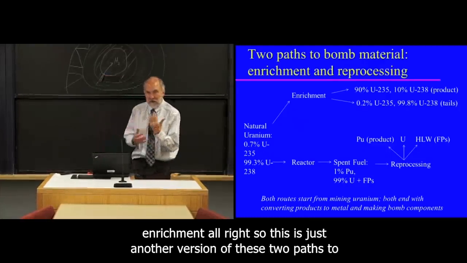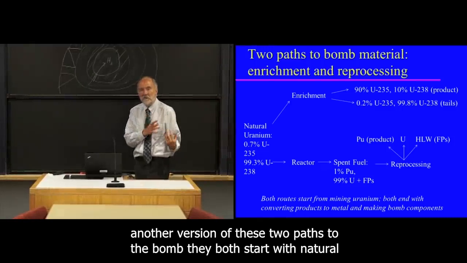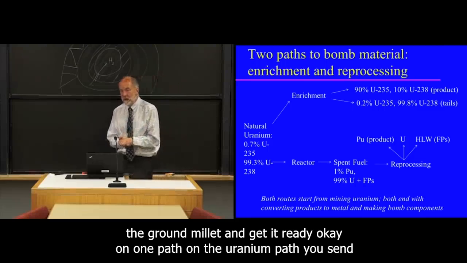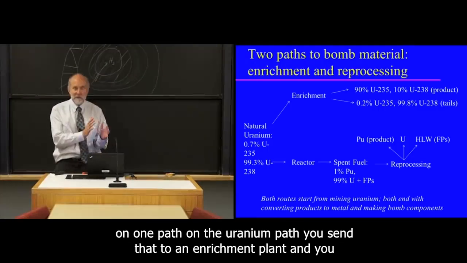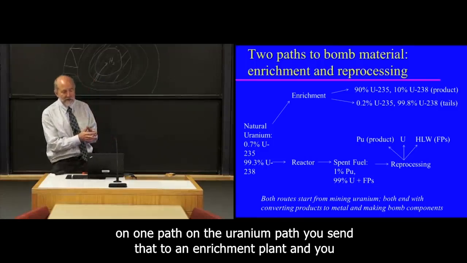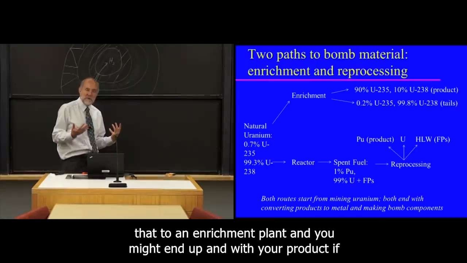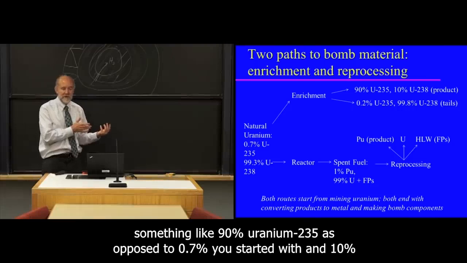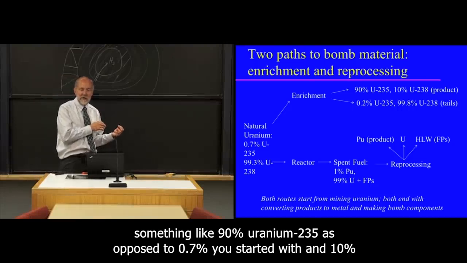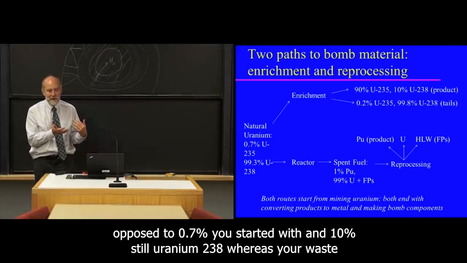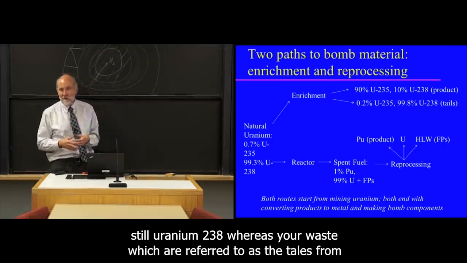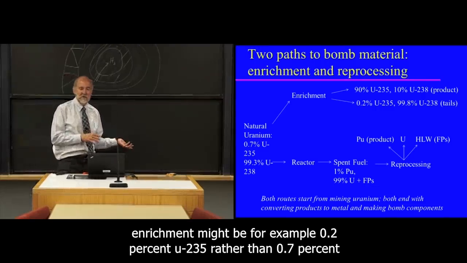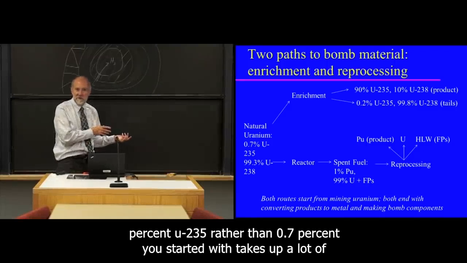All right, so this is just another version of these two paths to the bomb. They both start with natural uranium. You've got to dig it up out of the ground, mill it, and get it ready. On the uranium path, you send that to an enrichment plant. And you might end up with your product, if you're making bomb material, being something like 90% uranium-235, as opposed to 0.7% that you started with, and 10% still uranium-238. Whereas your waste, which is referred to as the tails from enrichment, might be, for example, 0.2% U-235, rather than the 0.7% you started with.